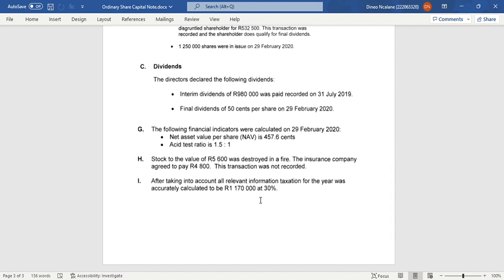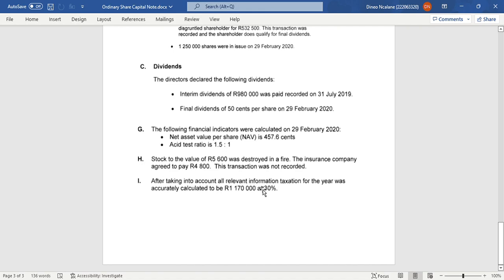1,170,000 is the income tax, which is calculated to be 30% of the net profit before tax. So the net profit before tax is 100%, then the income tax is 30%. The net profit after tax is made by net profit before tax minus the income tax, meaning the net profit after tax is 70% at this point.